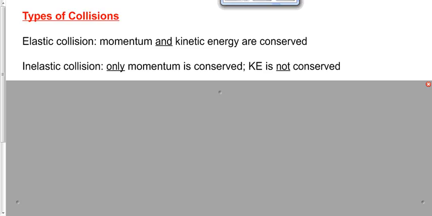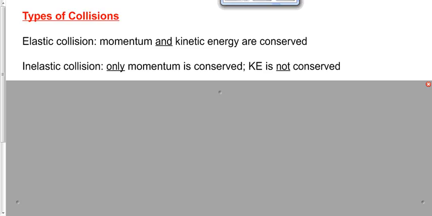If the two objects bounce apart, in all likelihood, it's still inelastic, but it could be elastic. So stick together, it's got to be inelastic. If they bounce apart, it could be either one, but probably still going to be inelastic. In fact, if you're not sure how to figure out whether it's elastic or inelastic, guess inelastic, because 90% of the time you're probably going to be right just by guessing inelastic.